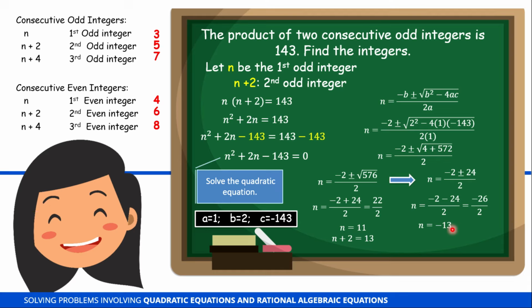Valid din ba ang negative 13? Yes, because we are looking for the integers. Ibig sabihin, it can be positive, it can be negative. So, ano yung kasunod na integer ng negative 13? Kung ang second integer natin ay n plus 2, so we have negative 13 plus 2, ang next integer to negative 13 ay negative 11. So we have negative 13 and negative 11.